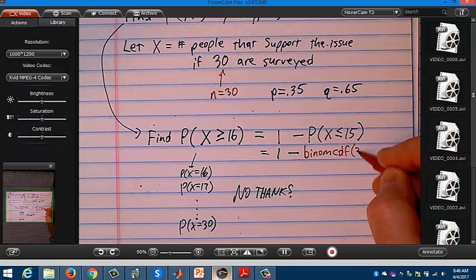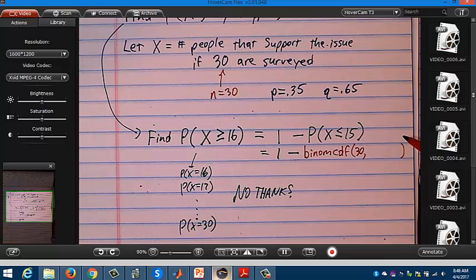Well, we have 30 trials, 0.35, and we're going up to 15. This will take care of the cases 0 through 15. It'll add up all those probabilities for me. Wow, I'm doing 16 statements in one. That's really nice. So let's work out what it equals, and let's be done with this.